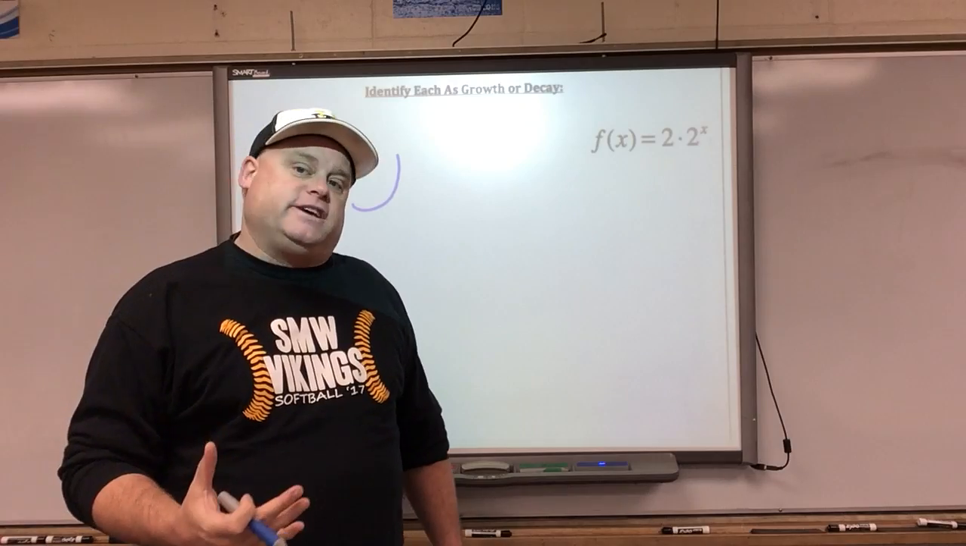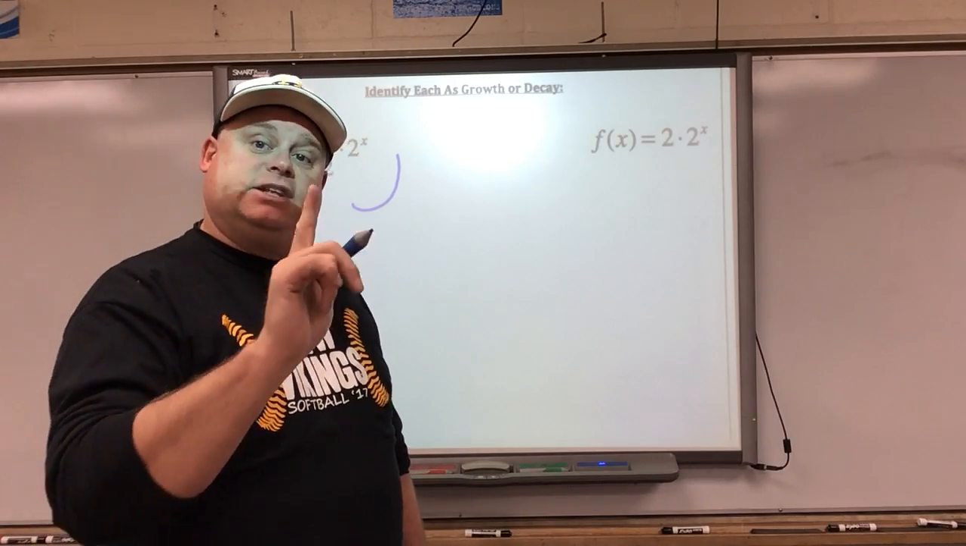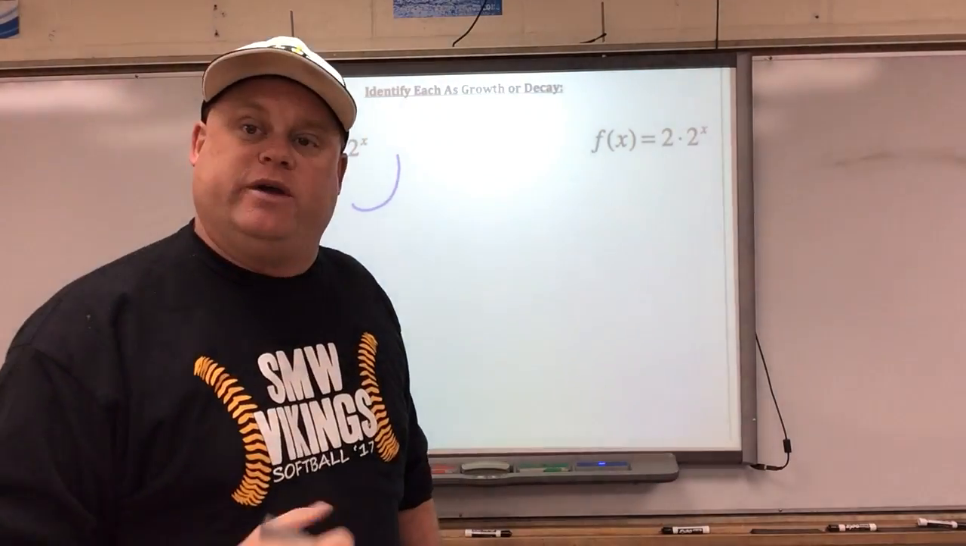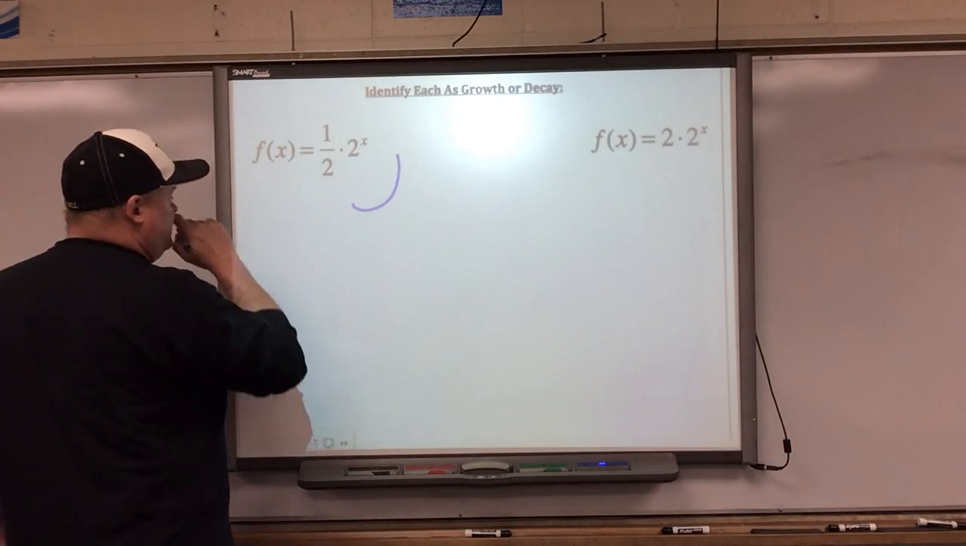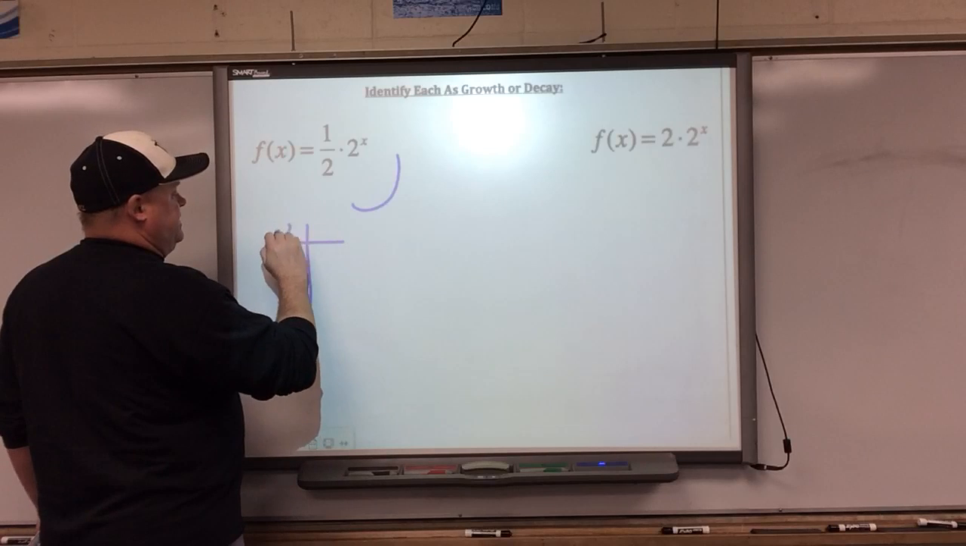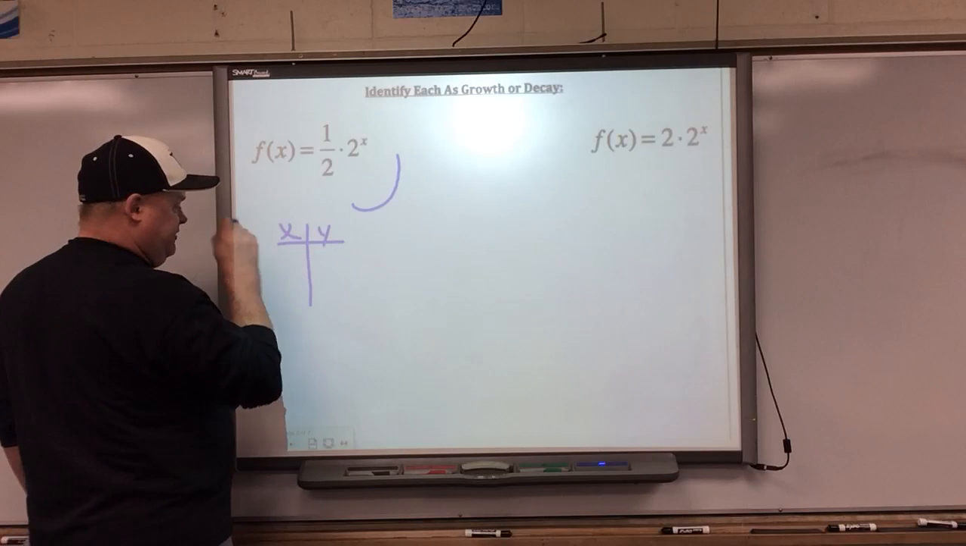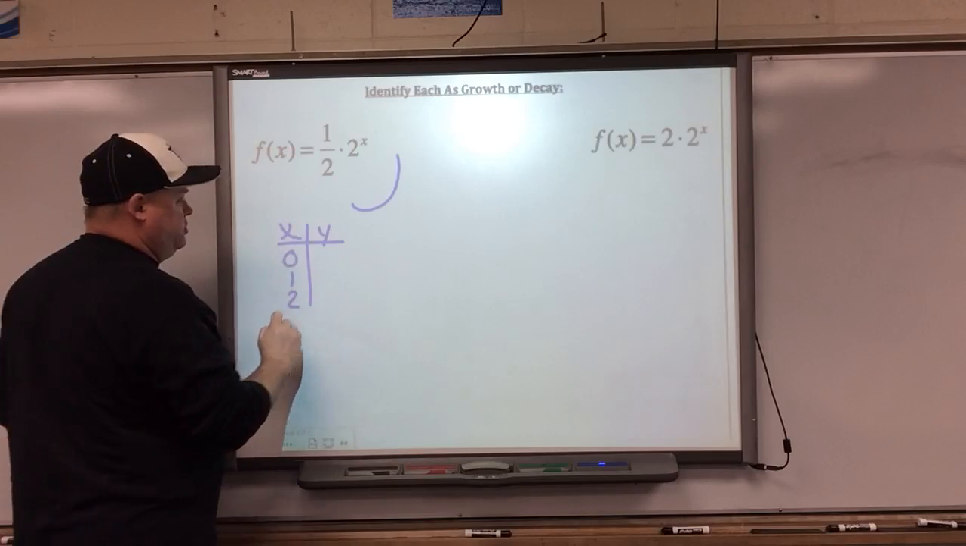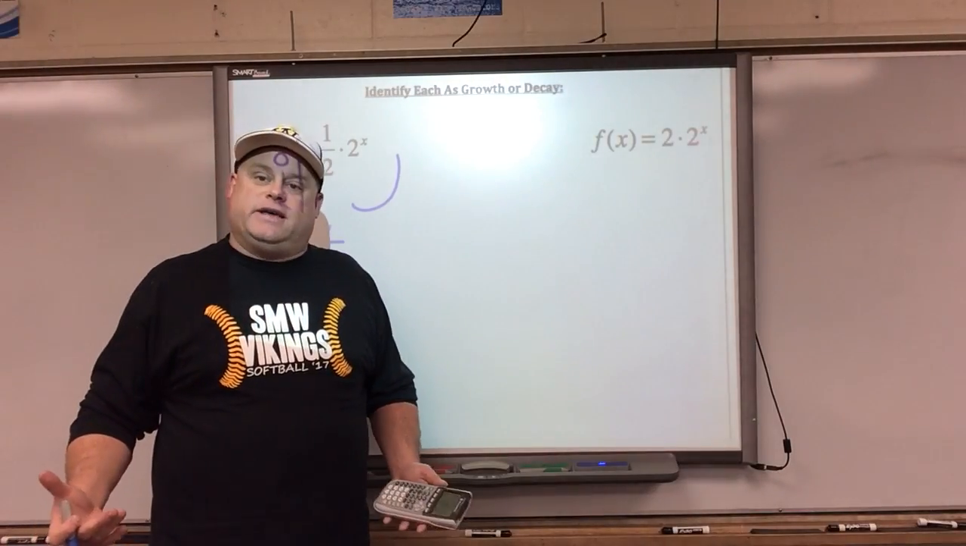Well, that should tell me it's exponential growth. But let's find a way to know that. Let's just pick some values for x. I like nice, easy values, so let's pick the values 0, 1, and 2. How am I going to find that?